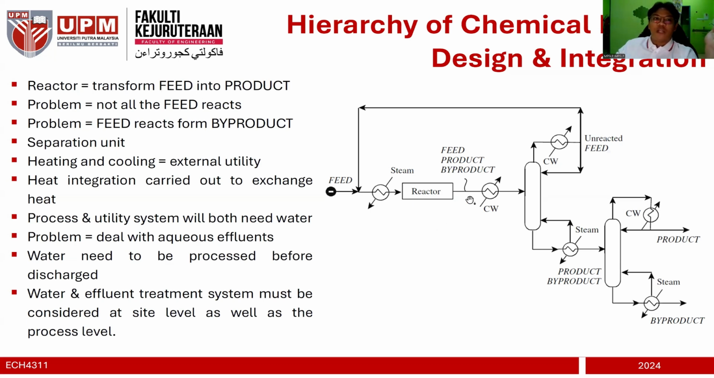You have a reactor here, feed to product, but not all feed reacts, because why? In some cases maybe you have a full conversion, in some cases you don't, and in most cases it also will form a byproduct, which requires you to do separation. Now when not all feed reacts, you probably need to recycle, or else you have low conversion. You need to do something. Because it's not fully converted, you have a feed, a product, and a byproduct that requires you to separate them.